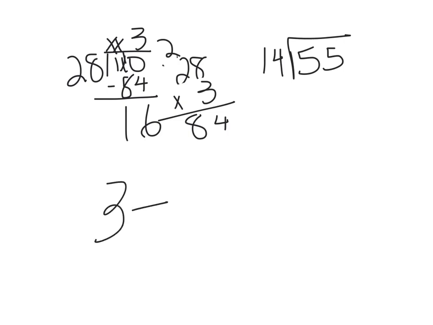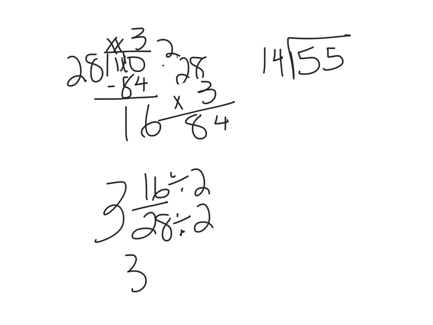So we have 3 and 16/28 like this, and they're still even. So we have to divide by 2. Divide by 2. And we get, oops, I forgot my 3 there. 3 and 8/14. They're still divisible by 2. So we're going to divide by 2. Divide by 2. And now we have 3 and 4/7.